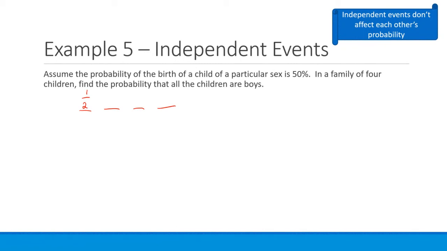So the probability of a boy is 1/2. Your second child, you still have a 1/2. Third child, you have a 1/2. Fourth child, you have a 1/2. So you just multiply all of these probabilities together. That gives you 1 over 2 to the 4th power, or you can also write this as (1/2) to the 4th. Those are exactly the same. When you simplify that, 2 to the 4th is 16. So the probability of having all boys in a family of 4 would be 1/16.